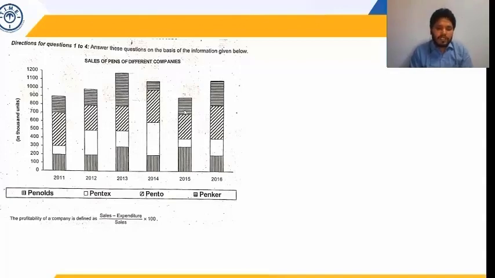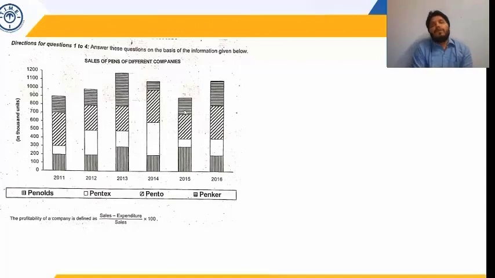So let's move on to, there are some additional restrictions. We have studied in our previous class that there can be some added restrictions or added information given in the data set after the information or graph is given. So here additional information is given, which is the profitability of a company is defined as sales minus expenditure divided by sales into 100%. So whatever is given in the question, we have to take that. We cannot assume by ourselves.